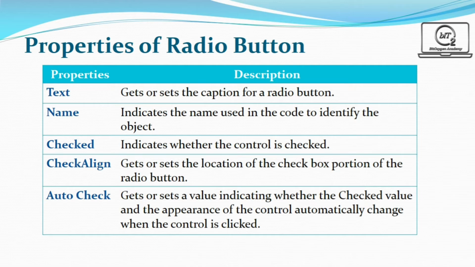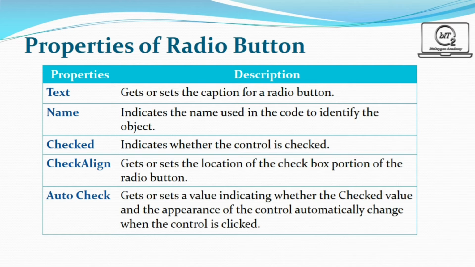AutoCheck. If the AutoCheck property is set to true, the default, when the radio button is selected, all others in the group are automatically cleared. This property is usually only set to false when validation code is used to make sure the radio button selected the option.